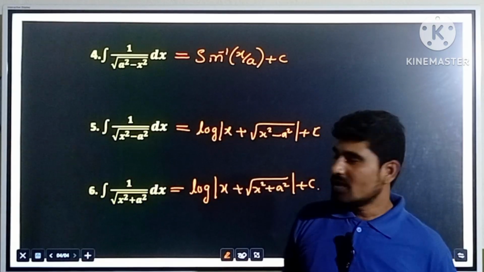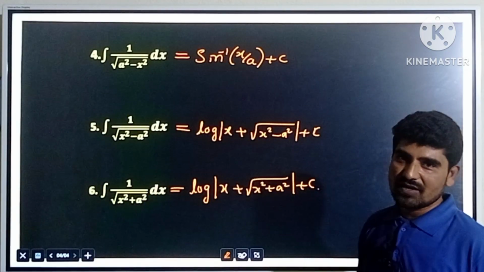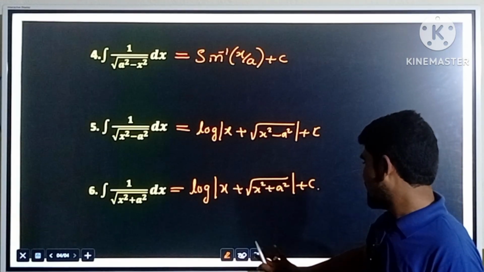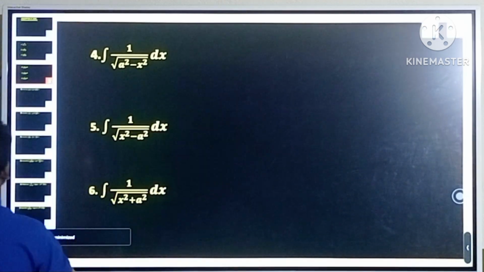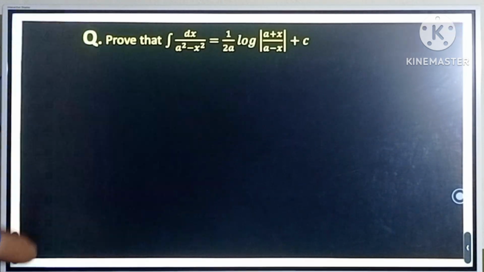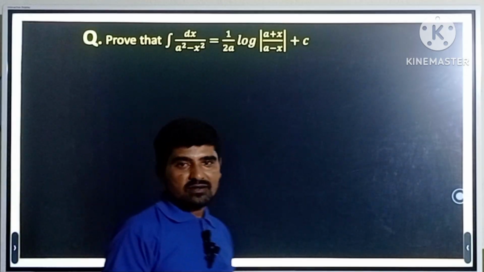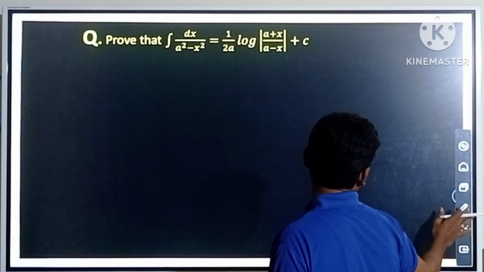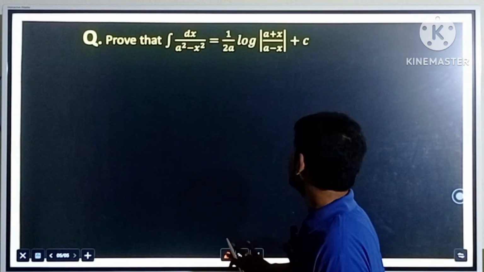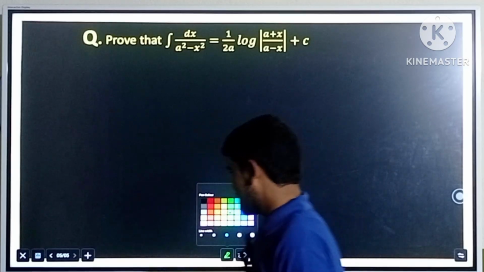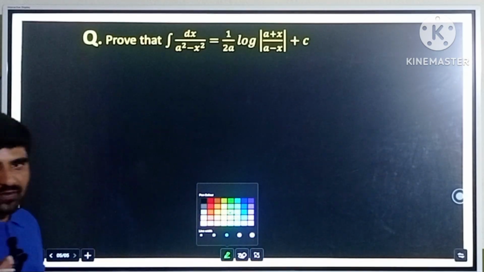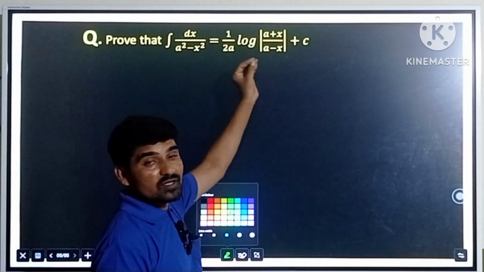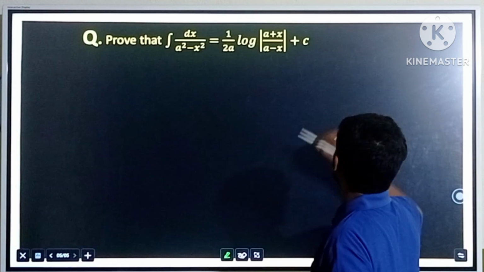So these are the standard formulas for the first two particular functions formats. In the first one we have three subformats, in the second one also we have three subformats. And in the next slide, I am going to prove the first one. Prove that integration of dx divided by a square minus x square is equal to 1 divided by 2a log of a plus x divided by a minus x plus c. So here the proof is important. In your annual examination, they are going to ask the proof of this and also one of the problems related to this only. So the question is of 5 marks.